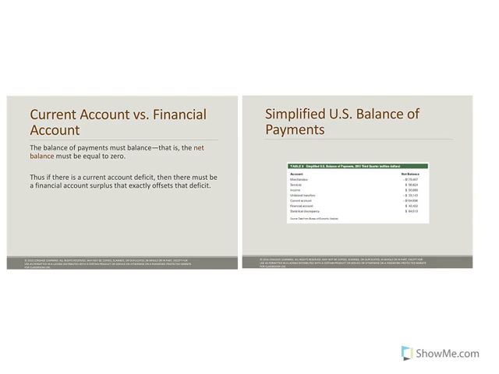We're running a surplus in our services account. We're running a surplus in our income account, and we're running a deficit in our unilateral transfers account. So we add up those four sub-accounts and see that we come up with roughly a negative $105,896,000,000. So we're running a huge deficit in our current account.